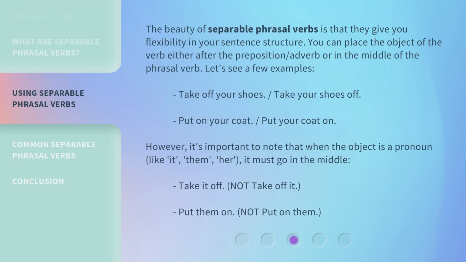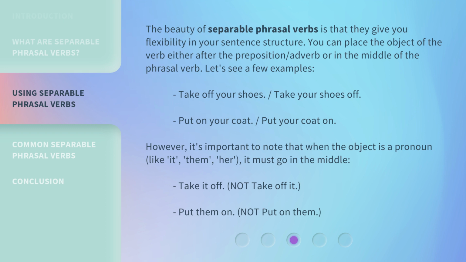The beauty of separable phrasal verbs is that they give you flexibility in your sentence structure. You can place the object of the verb either after the preposition, adverb, or in the middle of the phrasal verb. Let's see a few examples. Take off your shoes. Take your shoes off. Put on your coat. Put your coat on.